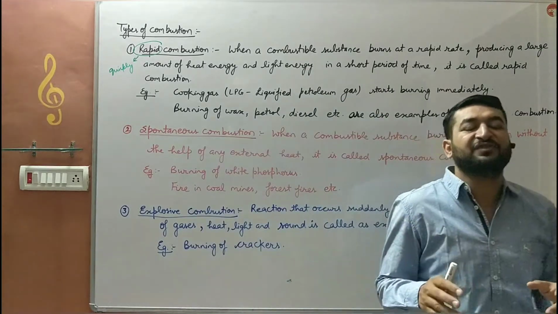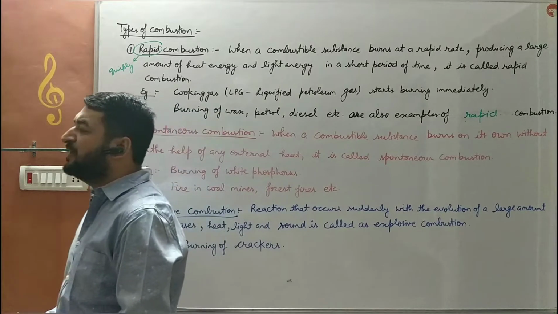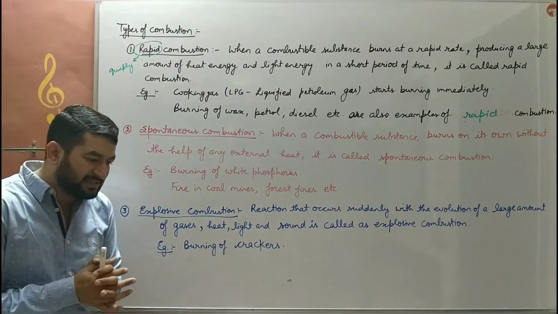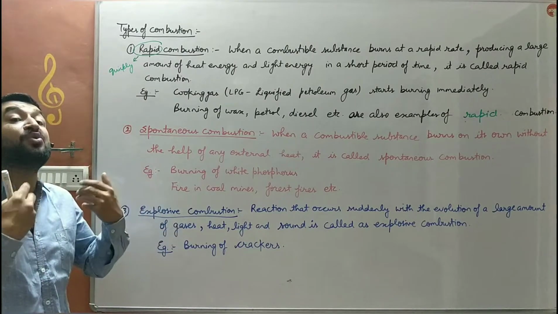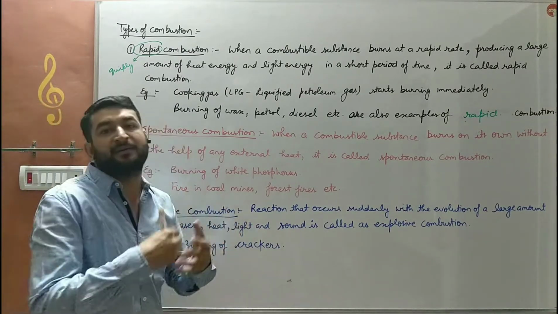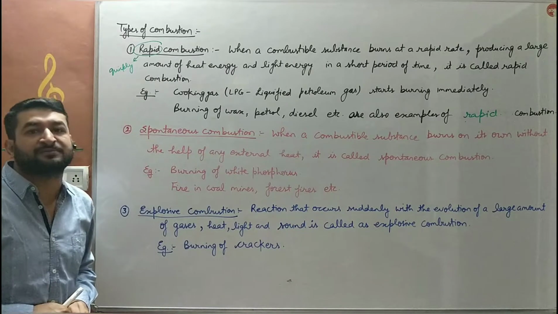In rapid combustion, we have to give them heat, bache. Whereas in spontaneous combustion, the combustible substances do not require any external heat. They burn on their own. वो खुद ब खुद जलने लगते हैं. That type of combustion is known as spontaneous combustion.